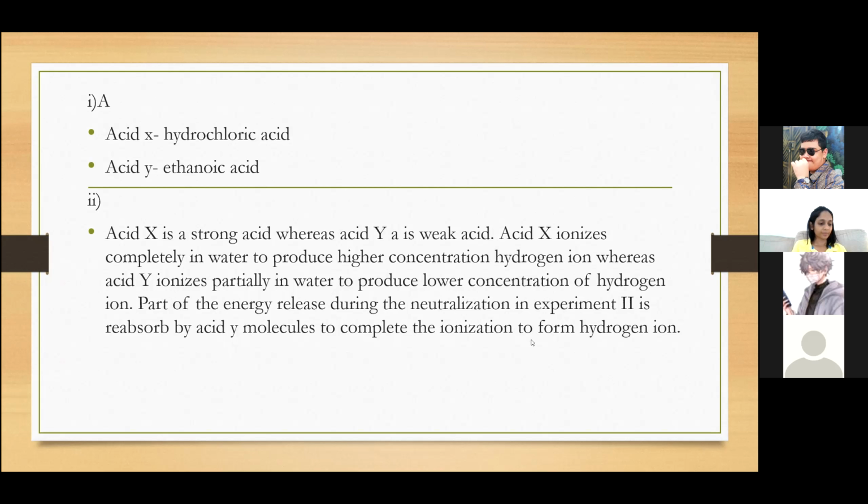Acid X is a strong acid, whereas acid Y is a weak acid. Acid X ionizes completely in water to produce a higher concentration of hydrogen ions, whereas acid Y ionizes partially in water to produce a lower concentration of hydrogen ions. So the difference between the two is that one is a weak acid and one is a strong acid. Part of the energy released during the neutralization in experiment 2 is reabsorbed by acid Y molecules to complete the ionization to form hydrogen ions. So this is why it's a weak acid.